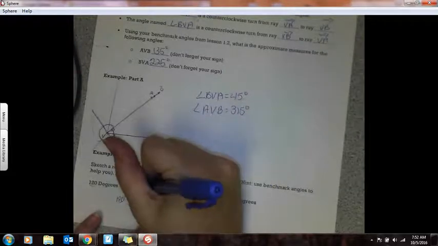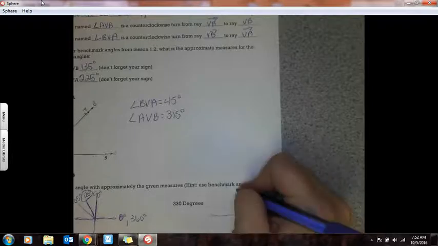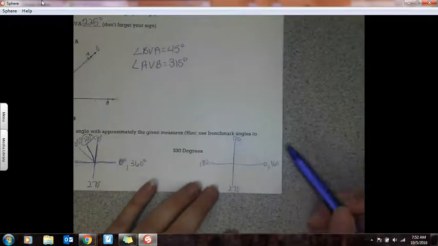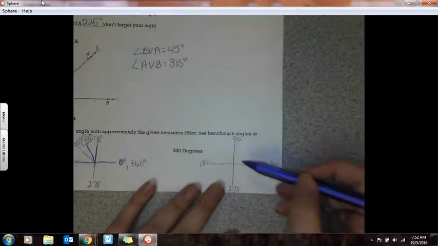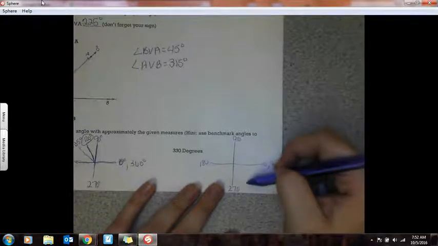Same here for 330 degrees. Go ahead and make your X and Y axis. You have 0 degrees, 90, 180, 270, and a full rotation is 360. Well, you have 330 degrees. We know that 330 degrees would be between the two numbers of 270 and 360. So our angle is going to lie somewhere in this area. If you take a look at your benchmark angles, you will see that halfway in between is 315 degrees. So now we know it's in between 315 and 360.